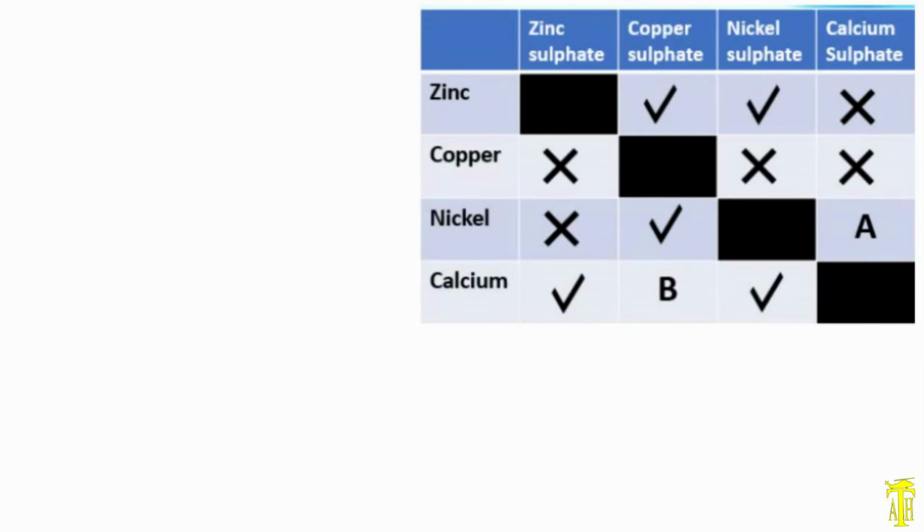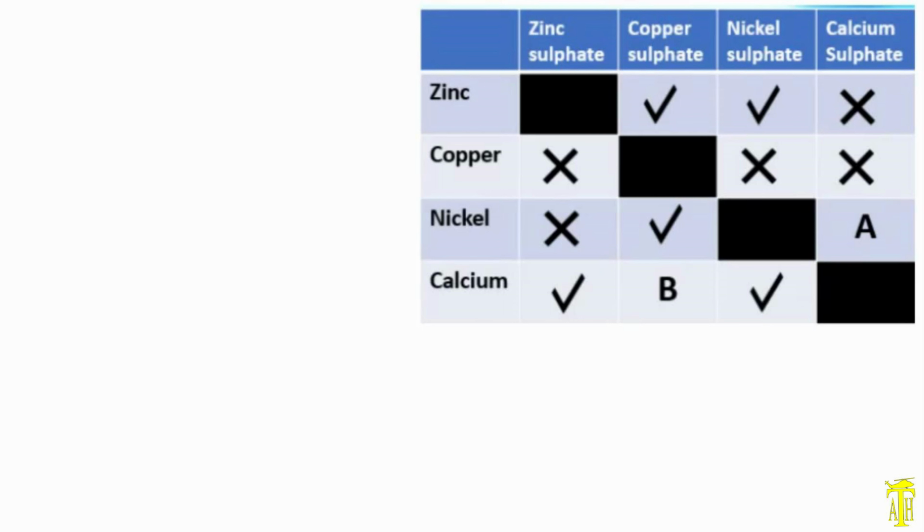So let's have a look at how you did. Before we look at the questions, let's have a little look at the table and get our heads around that. So along the top there, we have the sulfates for zinc, copper, nickel and calcium. And down the left-hand side, we have the pure metals. And then the results of the reactions in the table.